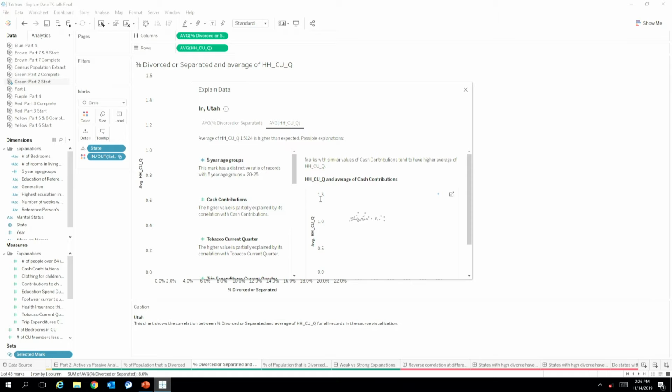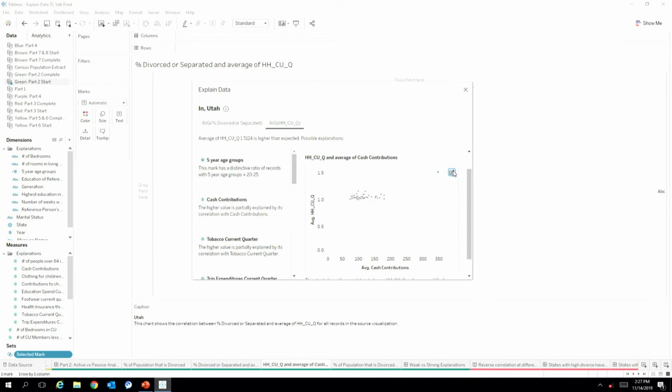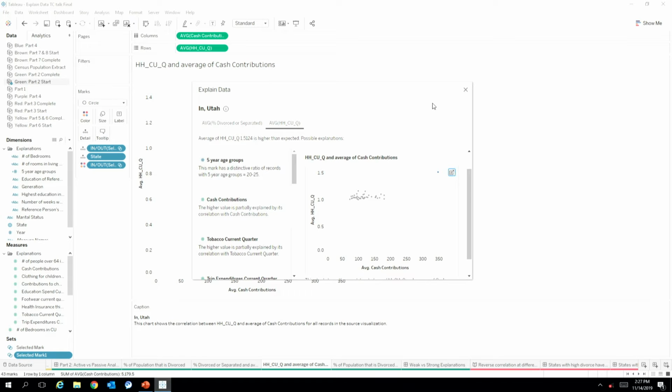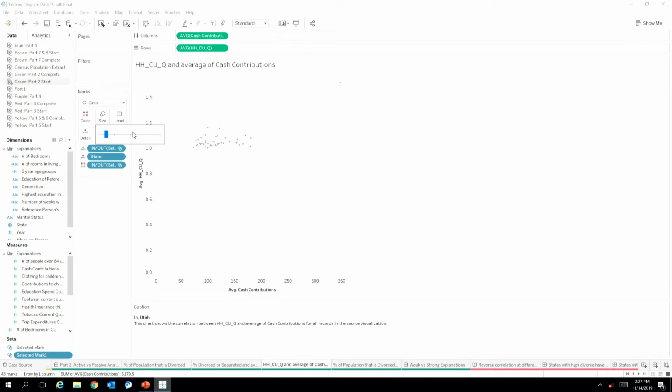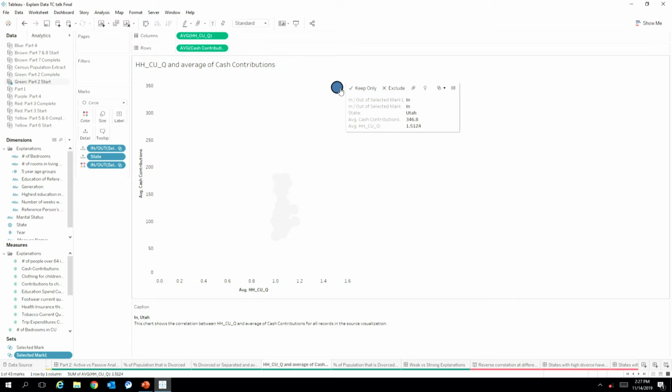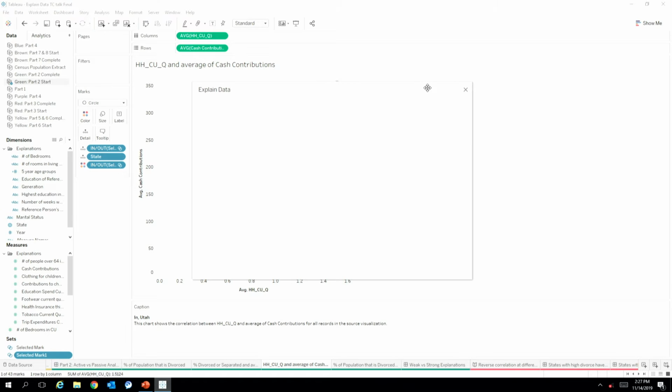I found this other one here, which is showing it's related to cash contributions, which is like tax-deductible donations. And I can see here, again, that Utah is an extreme outlier in cash contributions as well. And so I still don't understand why the divorce rate is high, but I'm still finding these extremes, like how Utah is just an extreme outlier in a lot of ways. And so I'm going to just take the lazy approach again and say, why don't I just re-explain cash contributions. So let me select this data point and hit explain data again.